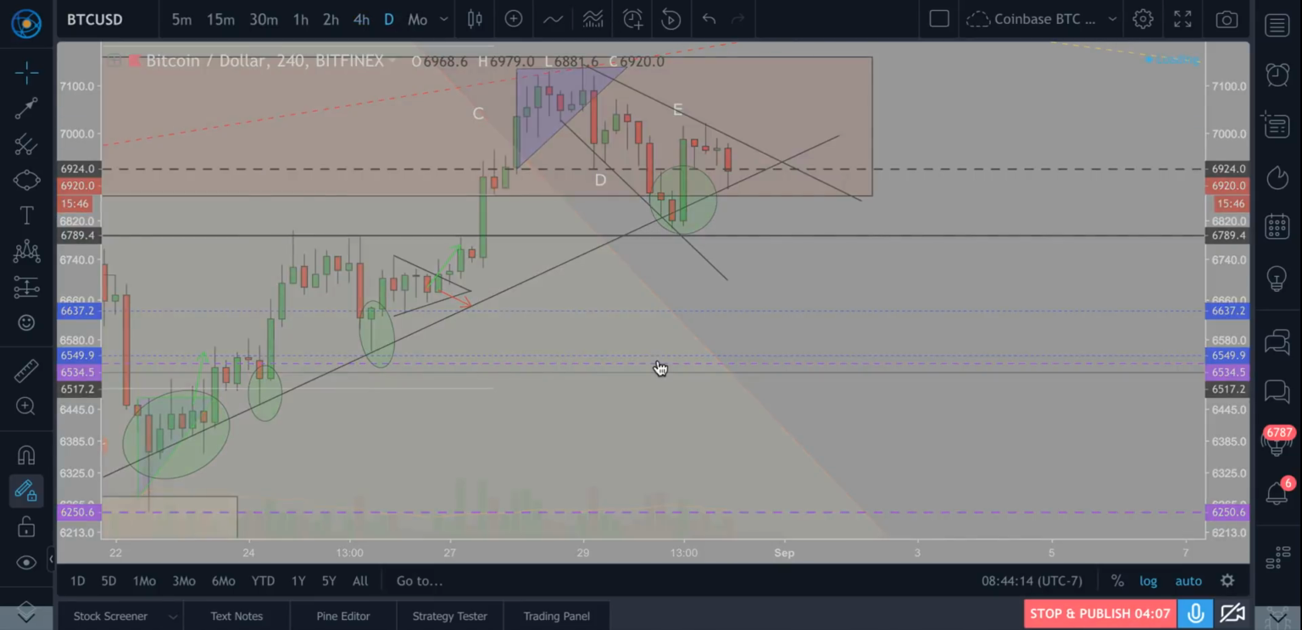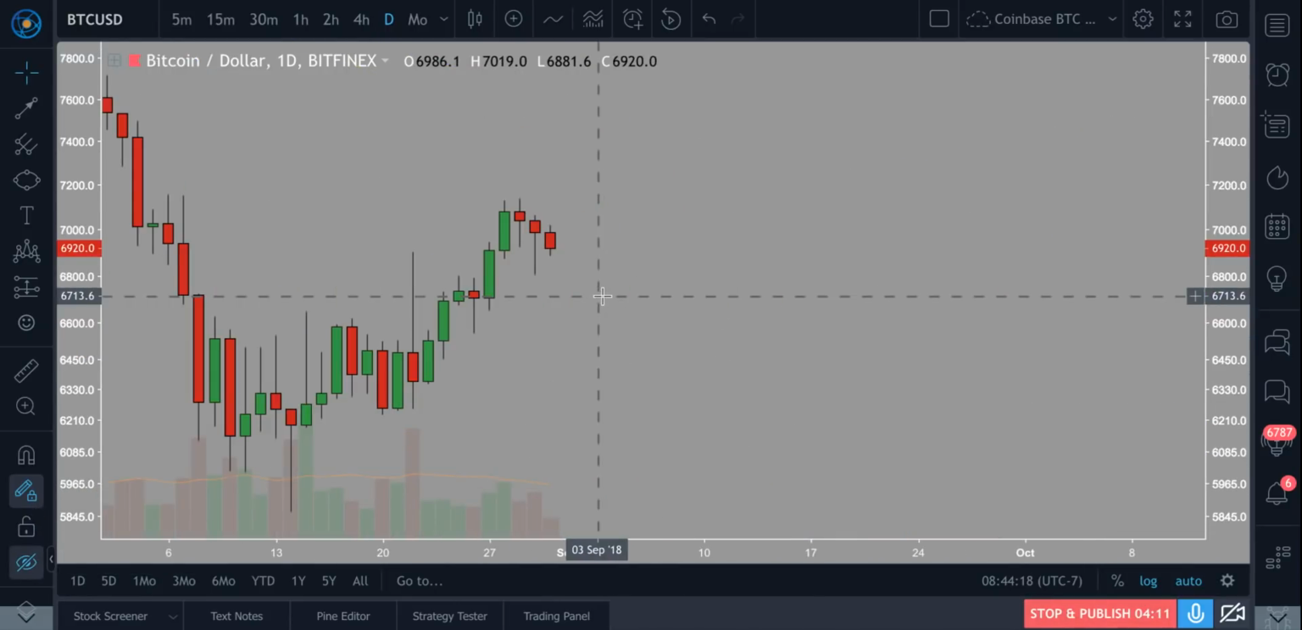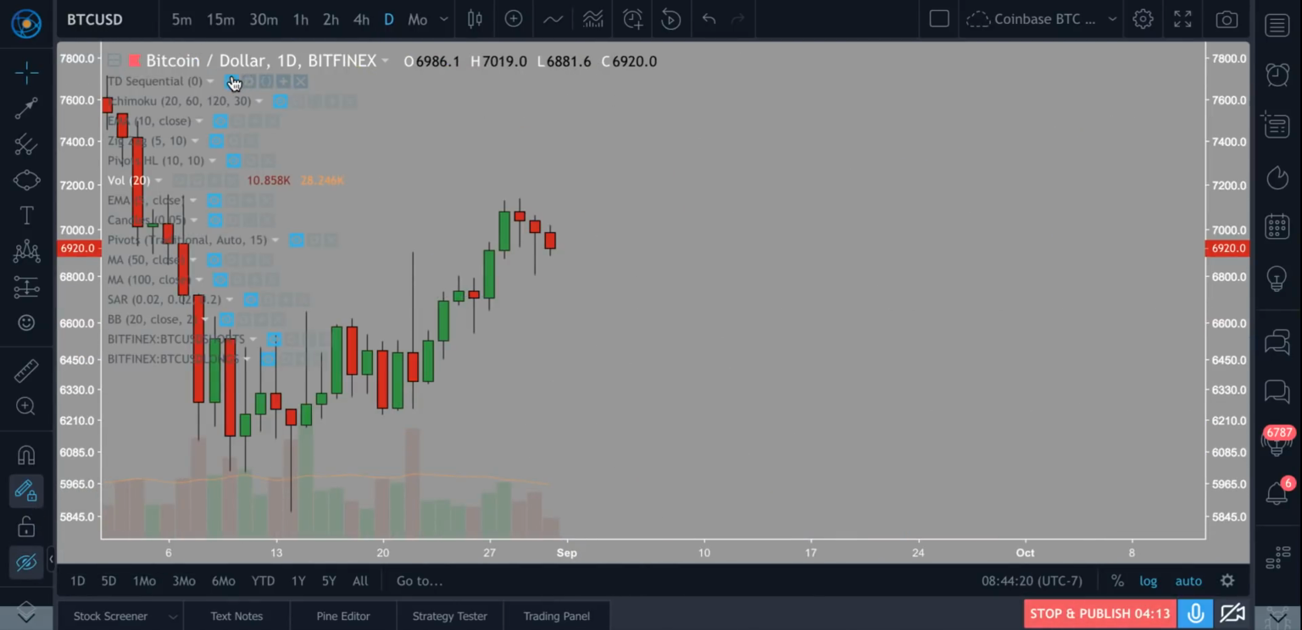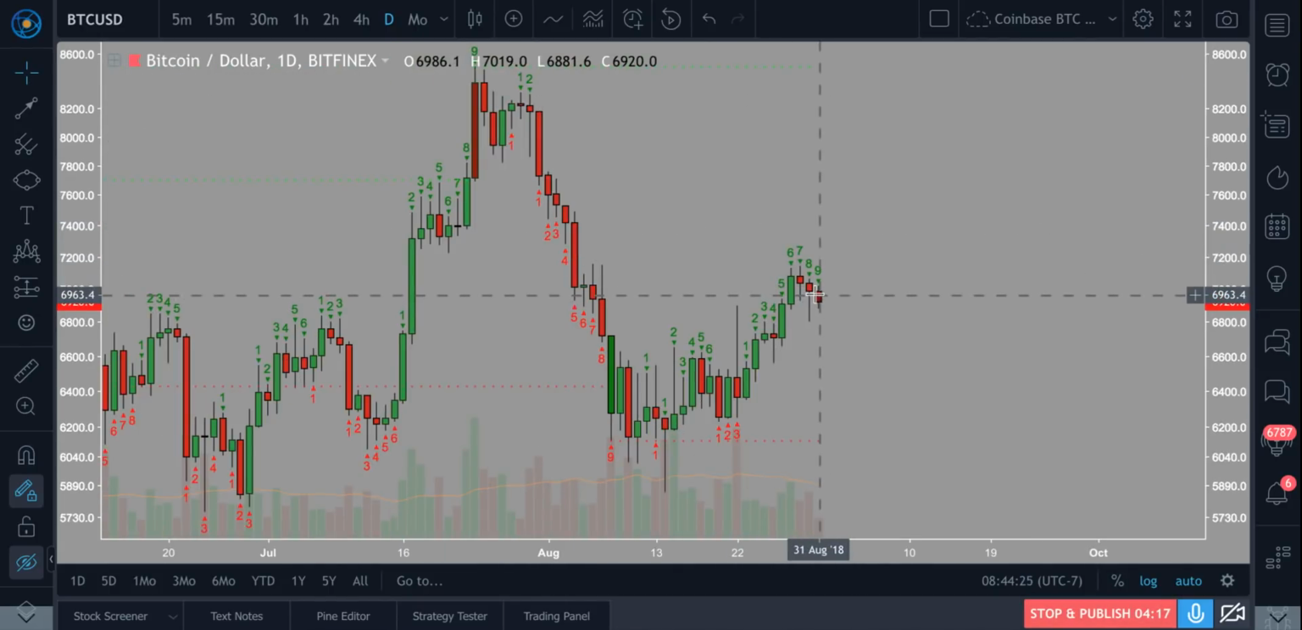Let me check out the daily chart here, guys. See what's happening. On the daily, I think on the TD sequential, we are printing a 9. Yep, there we go. It's a 9. On the green. However, obviously the green is not really a green.